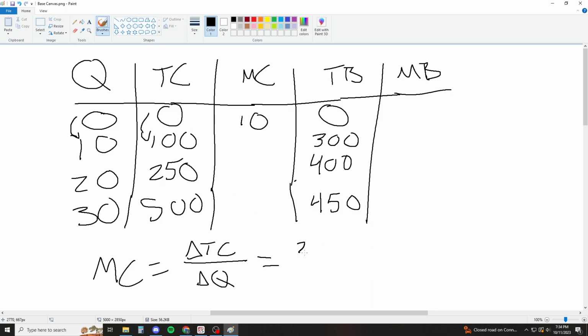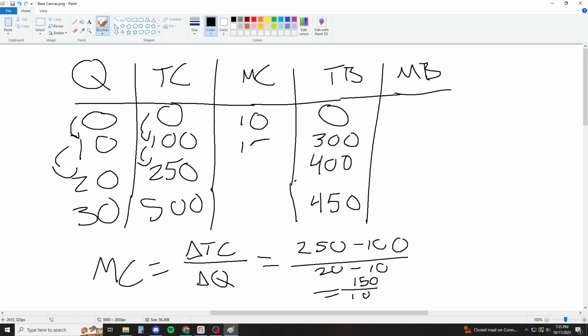The next one, going from here to here, is 250 minus 100 over 20 minus 10. Well, if we simplify that, it's 150 over 10, which is 15. I apologize, that is lined up incorrectly. That should be to here. That's a 15 there. There we go. I'll just tell you this is a 25. You can check that yourself. Over here, we're going to get 30, 10, 5.